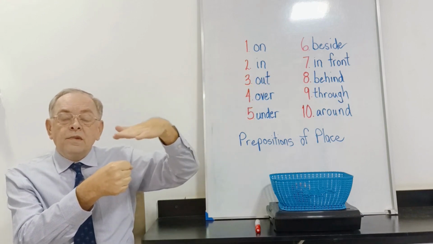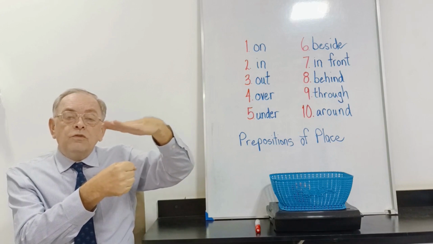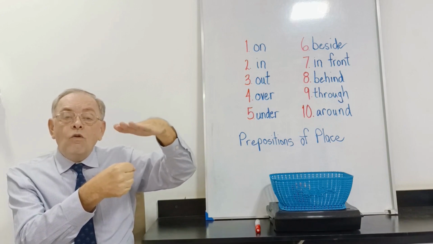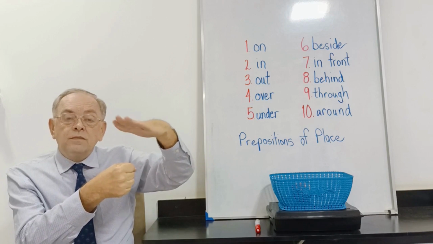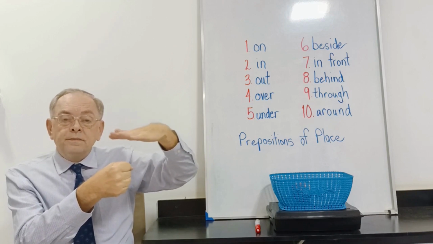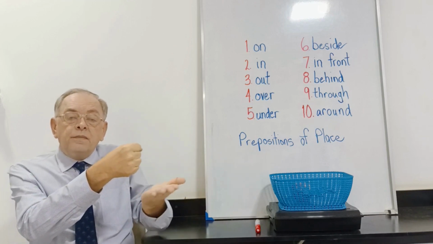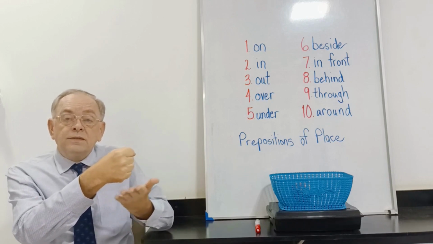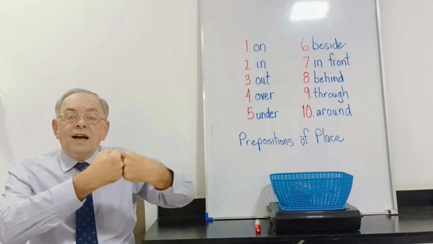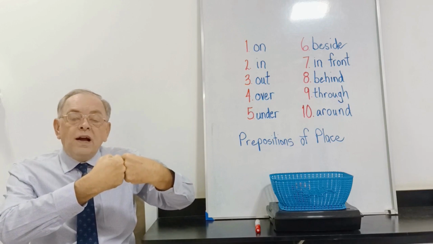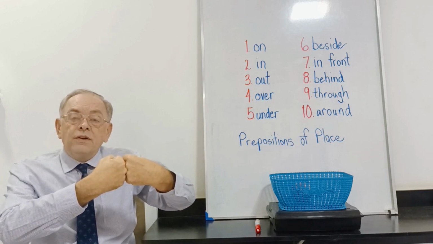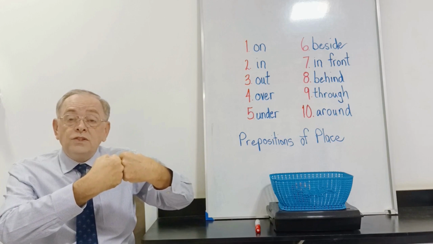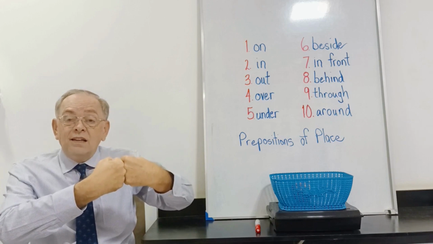Over. I move my open hand over my fist. Under. I move my open hand under my fist. Beside. I put my 2 fists together. They are next to each other. Beside.